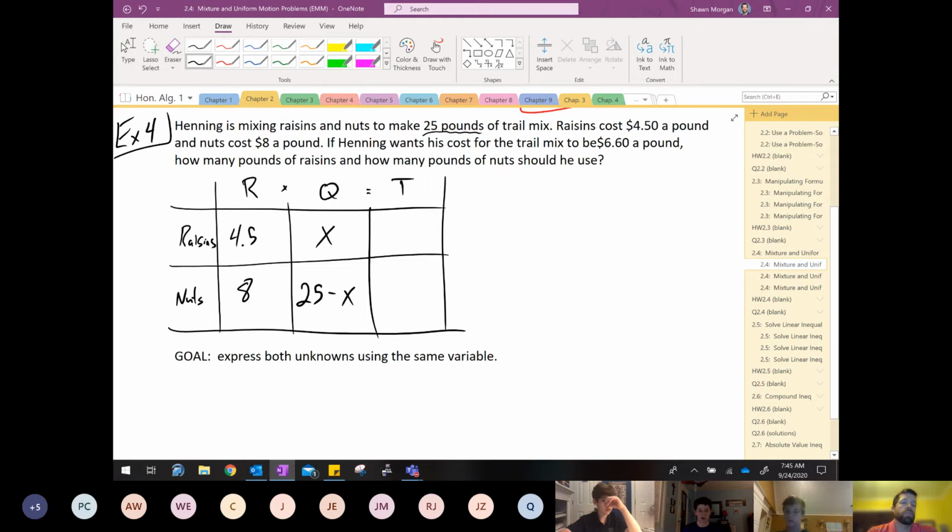I just happened to pick 4.5X because I knew that when I had to use my distributive property, I would rather distribute 8 times 25 and X as opposed to 4.5 times 25 and X. That just helps me eliminate some extra decimals. But yeah, it doesn't matter. If you wanted to let X be the number of nuts, then you could say 25 minus X is the number of raisins. Great question. All right, so anybody else with questions as we multiply from left to right?